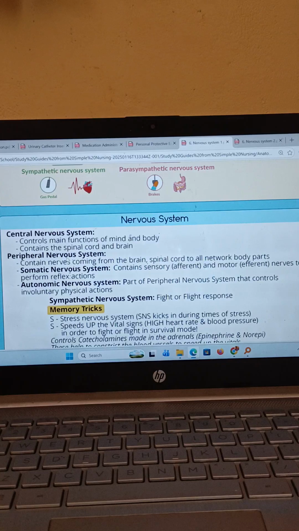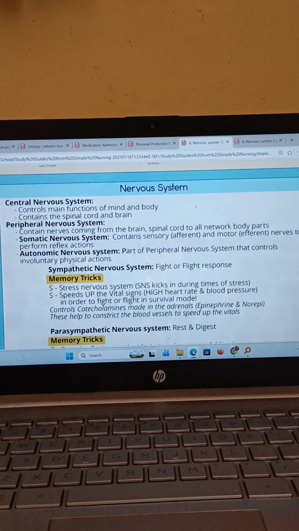About the sympathetic nervous system, you need to know it's always in charge of the fight or flight response. So we talk of things like stress. In case of stress, the sympathetic nervous system kicks in. How does it function? It speeds up the vital organs, so we have a high heart rate and high blood pressure. Why do we have all this? In order to fight or flee in survival mode.